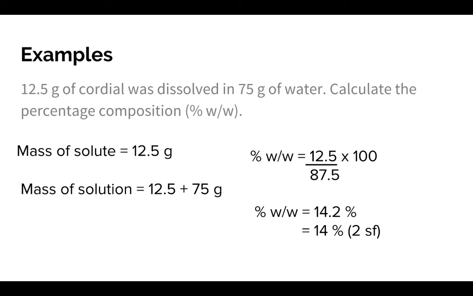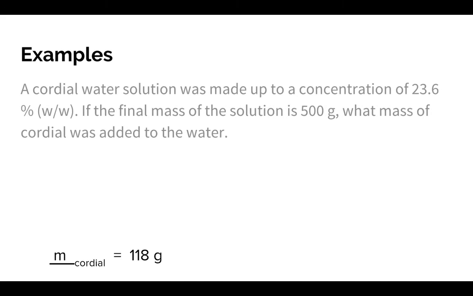In order to work out the significant figures, we look at the two values. 12.5 has a significant figure value of 3, whereas 75 has a significant figure value of 2. So we would go with the smallest number of significant figures. Therefore, we round to 14%. We've got the answer there already, but that's okay. We'll go through the working here.